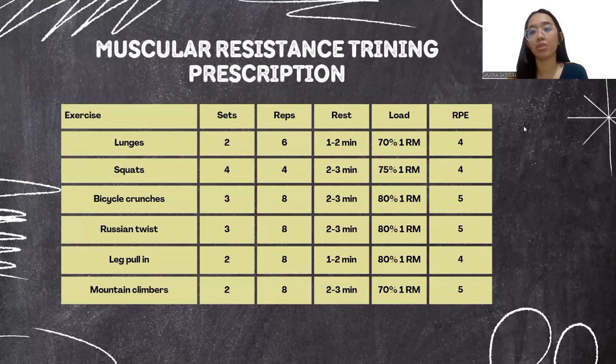Now for the rate of perceived exertion or the RPE, lunges belong to 4. Squats belong also to 4. Bicycle crunches and Russian twist with 5. Leg pull in 4. And mountain climbers 5.